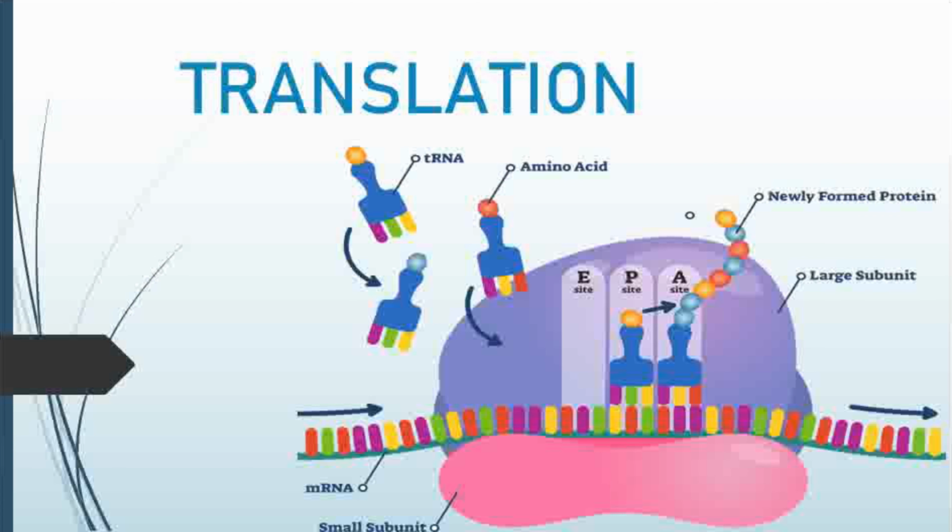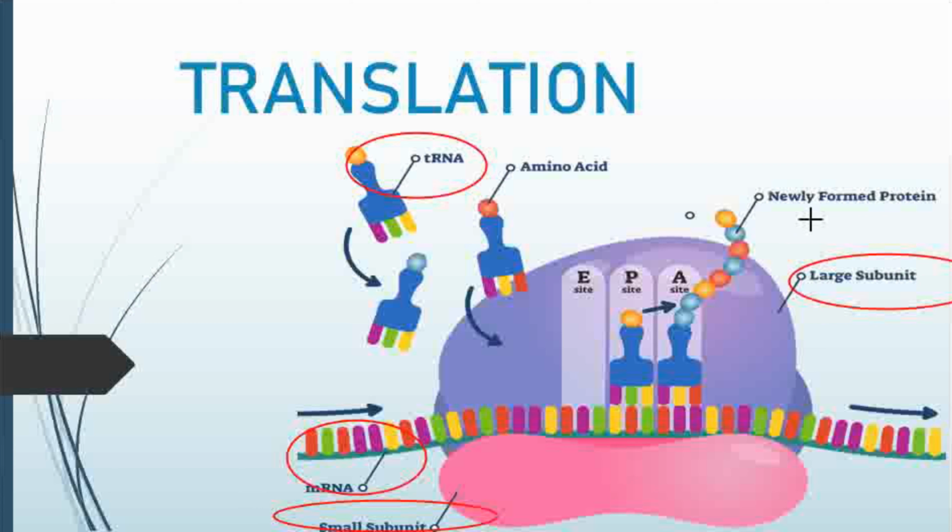Let's see what translation is. If you look at this picture, what all is involved in the process of translation? tRNA is involved. We need the mRNA, and the ribosomes, they have the small subunit and the large subunit, which are also involved in this process, and so in the process we get a newly formed protein.